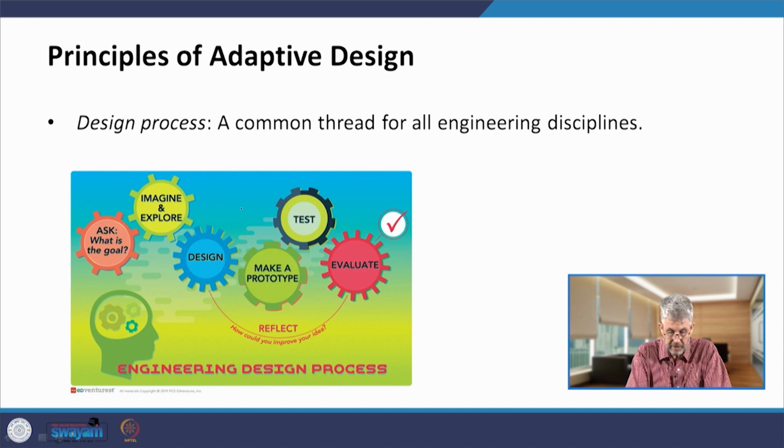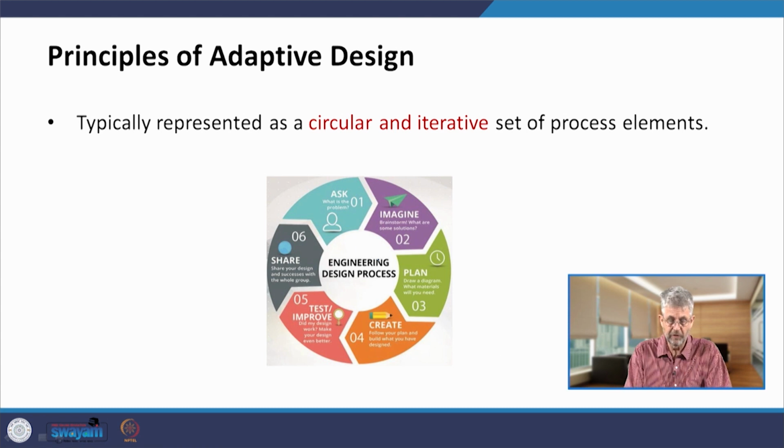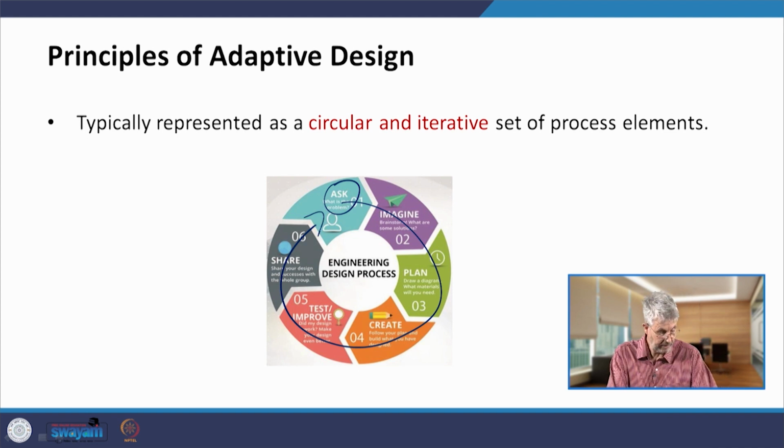The design process is a common thread through all engineering disciplines. It is usually a linear process where we start with asking the question, what needs to get done, and ultimately how we get there. Now, in adaptive design, we're following a more circular and iterative process, meaning we're still asking the question, what needs to get done, but we're arriving at the solution through iteration in a circular process.